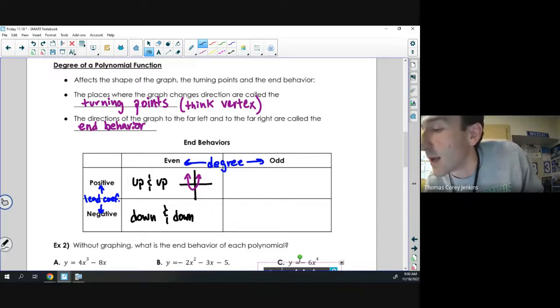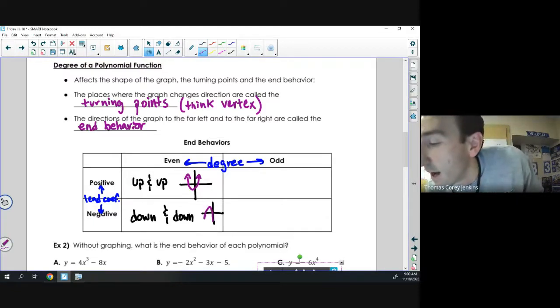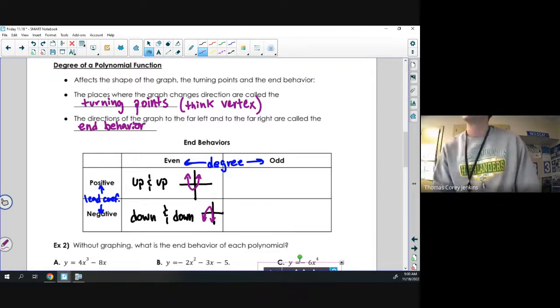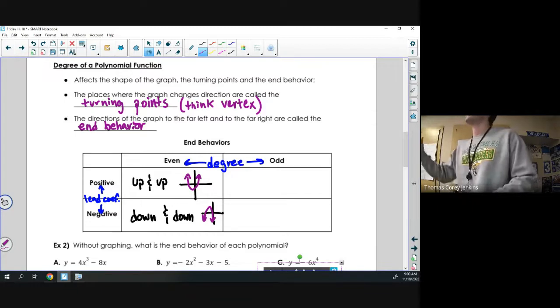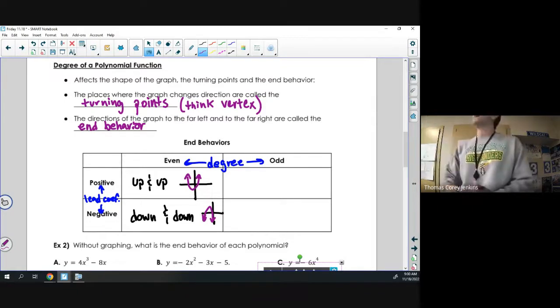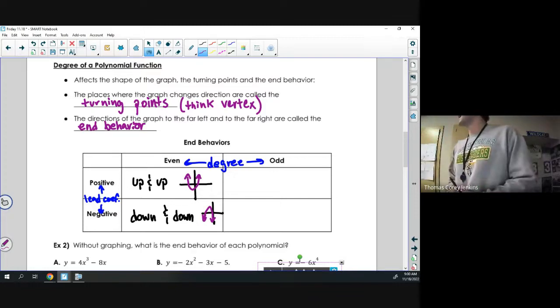Negative, if it's even, it's going to be down and then down again. All right, so again, a famous example, a downward-facing parabola. That's how I think of it. If I see a 6-degree polynomial, I'm going to treat it just like I would a parabola. It's going to look different, but it's going to have the same end behavior.